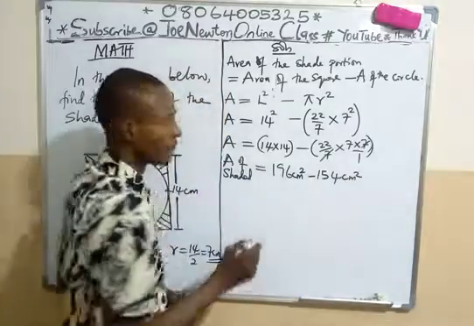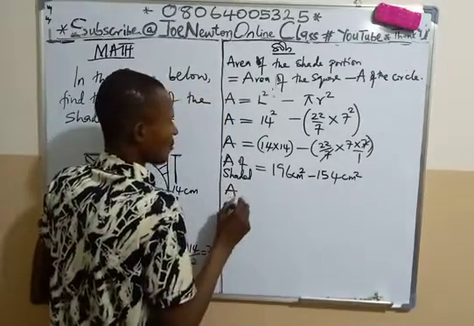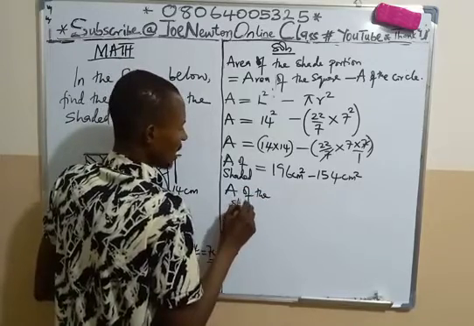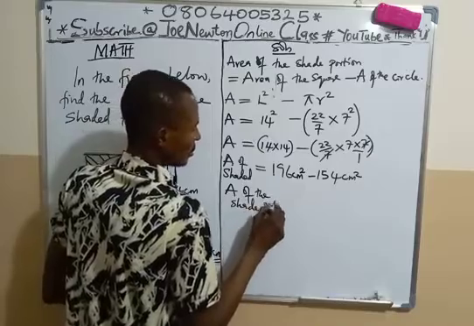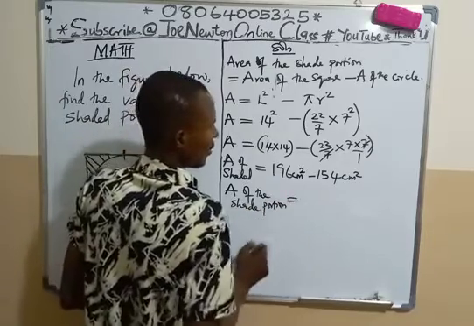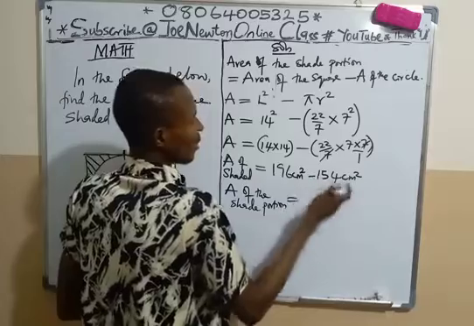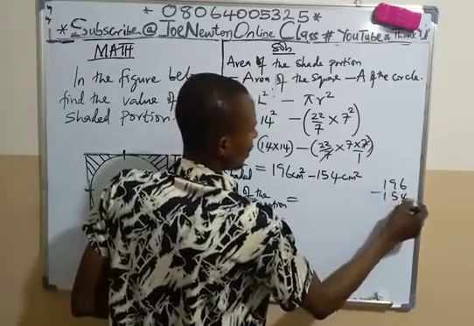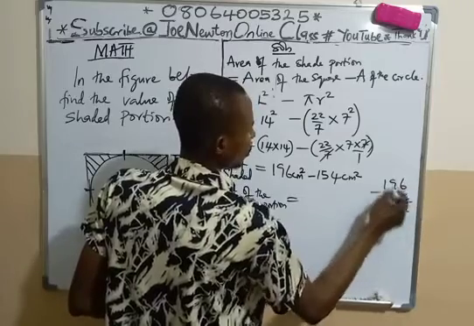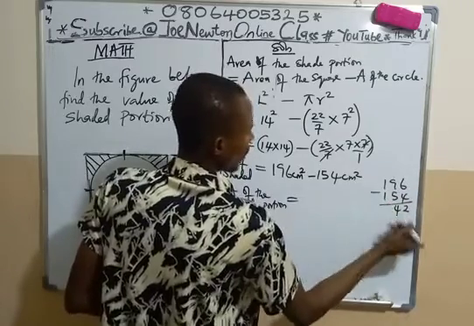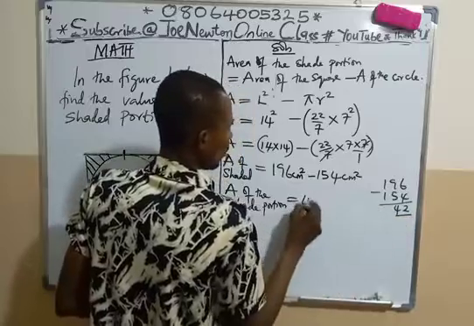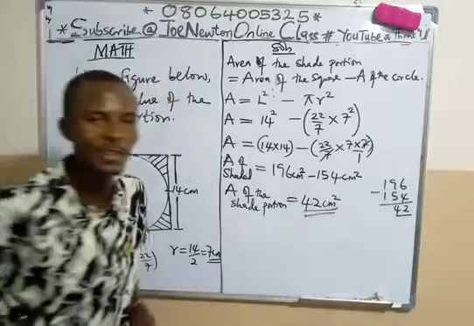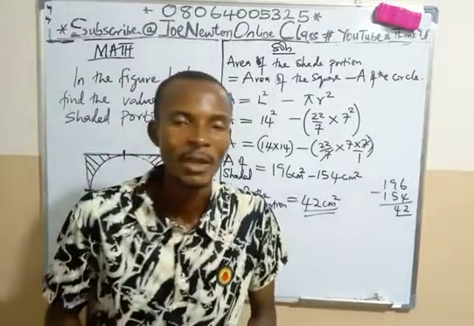That is for area. So finally, our expected area of the shaded portion is equal to 196 minus 154. I have 196 minus 154. That will give you 6 minus 4, 2. 9 minus 5, 4. 1 minus 1, 0. 42. 42 cm squared. Simple. So this is the expected area in the question.